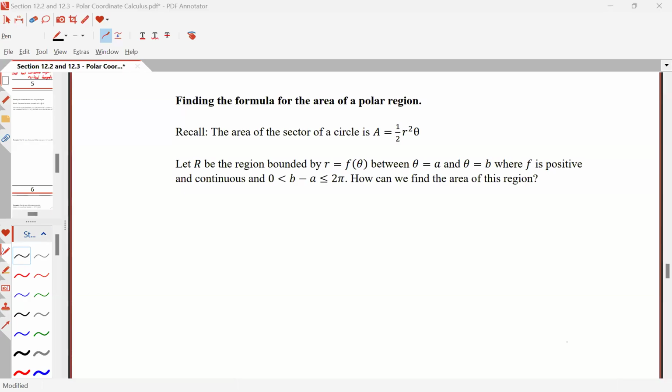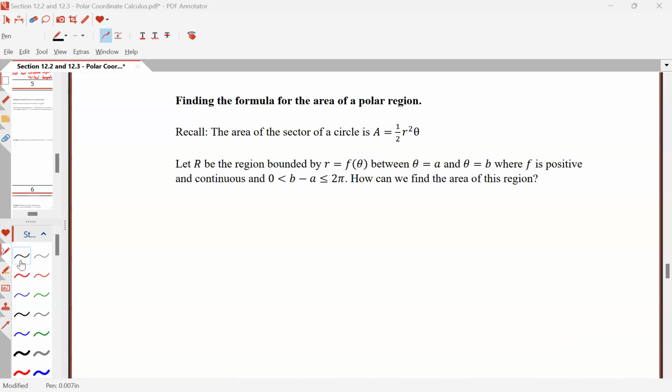In this video, we're going to see how we can find the area of a polar region. This relates to finding the area under a curve. However, with a polar region, we often have a circular shape, so it's not quite the same as the area under a curve, but rather the area in some relation to a circle.